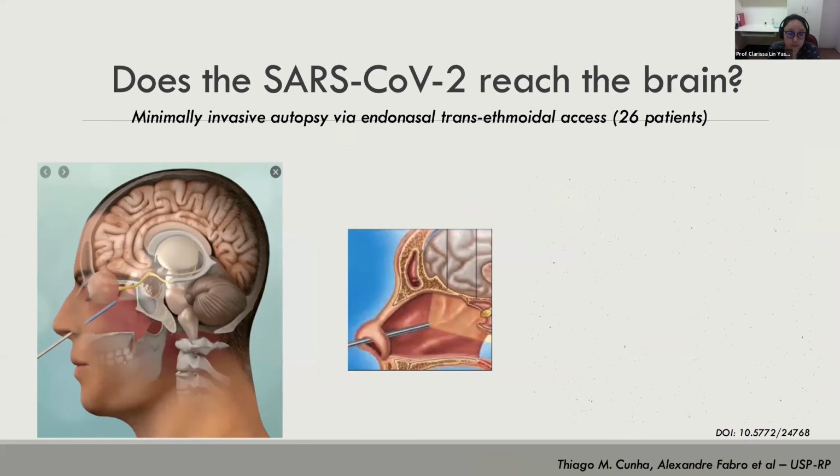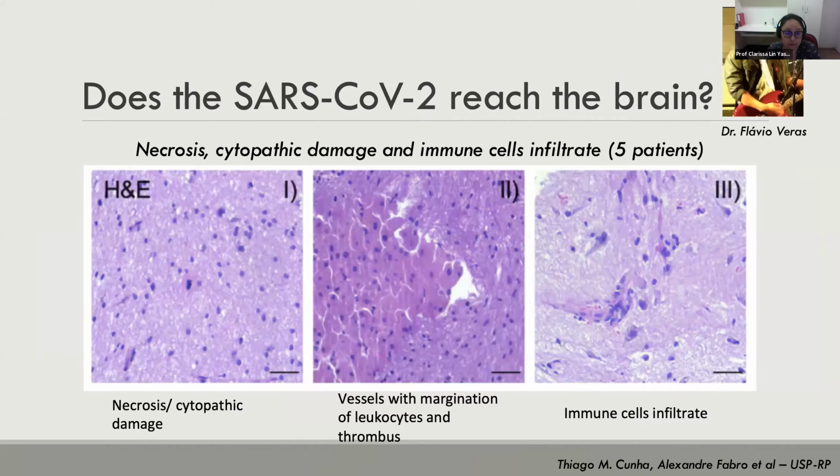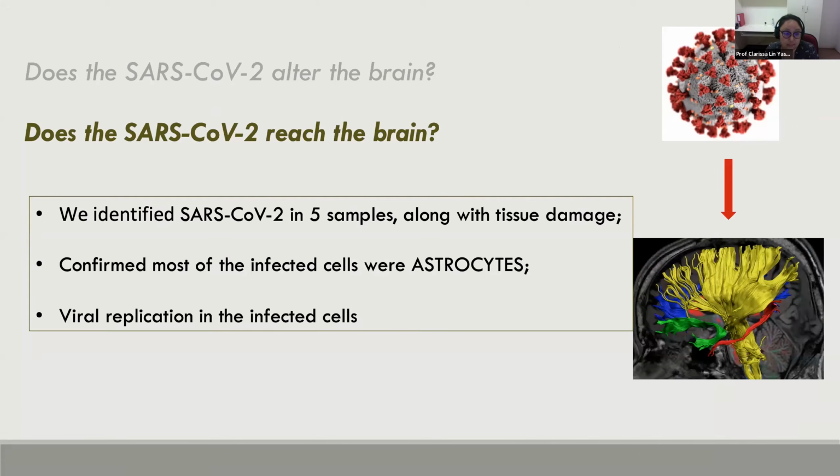We obtained the tissue using a minimally invasive autopsy via endonasal transethmoidal access from 26 patients who died from this disease. We identified some structural abnormalities, including necrosis, cytological damage, and also immunological infiltrate in five of these patients. We confirmed that most of the cells involved were astrocytes, and we also identified the presence of double-stranded RNA, indicating that the virus was replicating in these cells. So from the tissue analysis, we identified SARS-CoV in 5 samples. We observed some areas of necrosis and inflammation. We also confirmed most of the cells were astrocytes, and we observed replication in these cells.